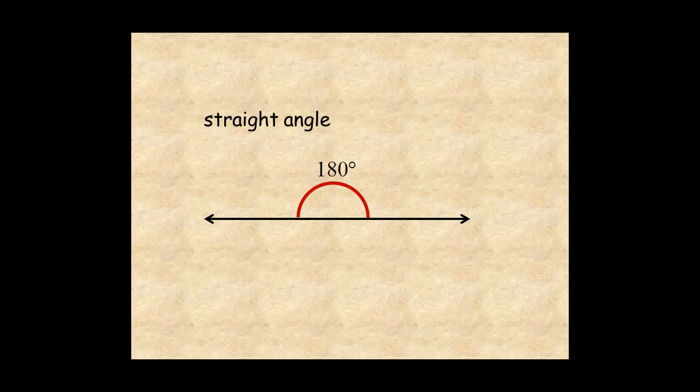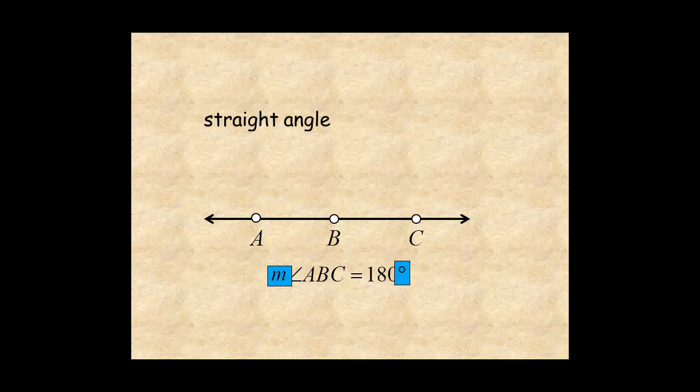A line forms a straight angle. Its measure is 180 degrees. There's no particular reason for this number, it's just a definition. So at these points, you can say the measure of angle ABC is 180 degrees. You indicate the measure of an angle with this small letter m in front of the name. And this little circle is the symbol for degrees.